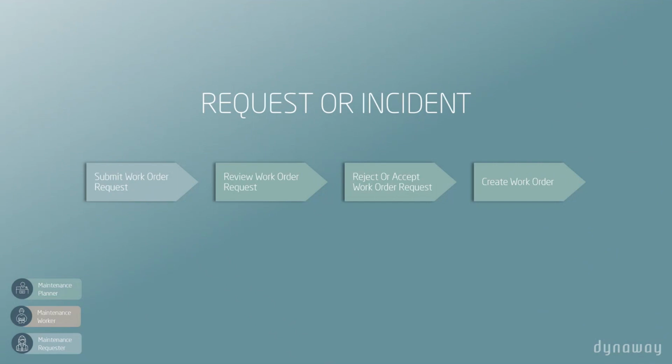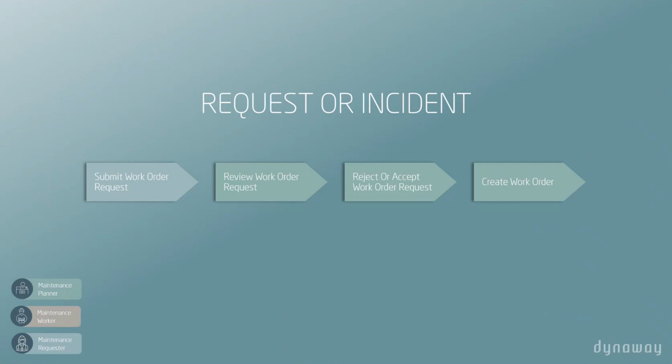So the requester can be anyone. It doesn't have to be a user of Dynaway. The next thing is that the maintenance planner will review the work order request, perhaps even communicate a little bit with the maintenance requester, saying, have you tried this? Have you tried that? Before rejecting or accepting the work order request, saying, okay, we'll actually create a work order. However, if it's an incident, you probably just want to create a work order straight away.